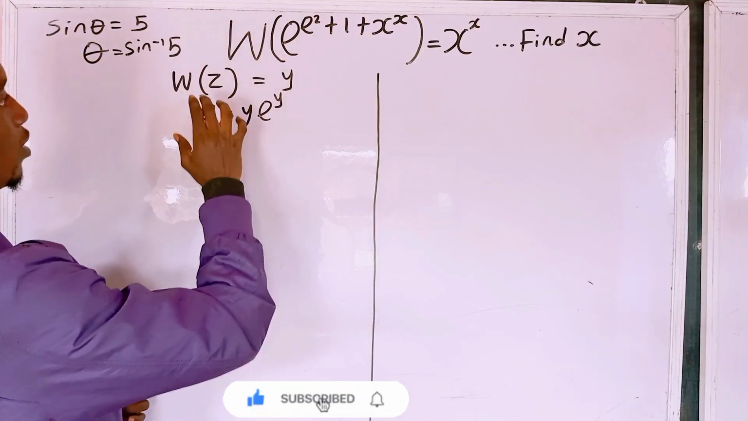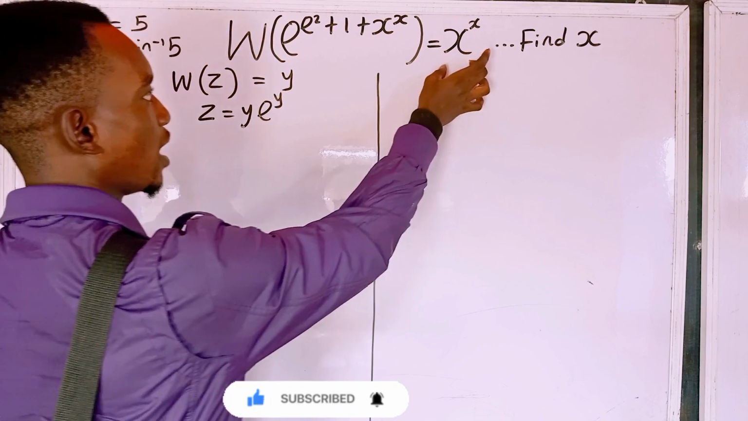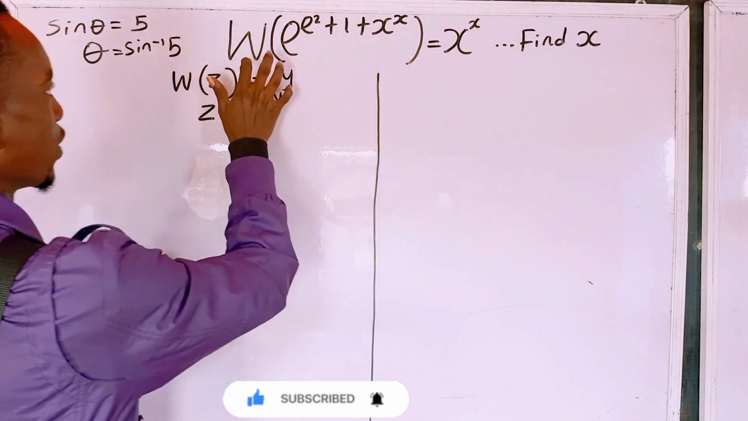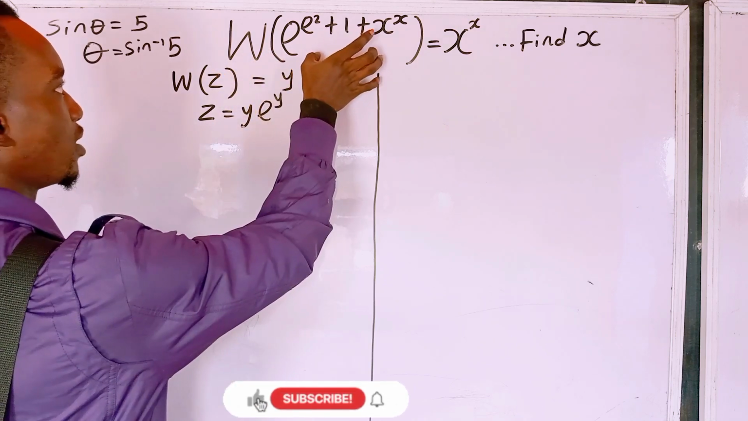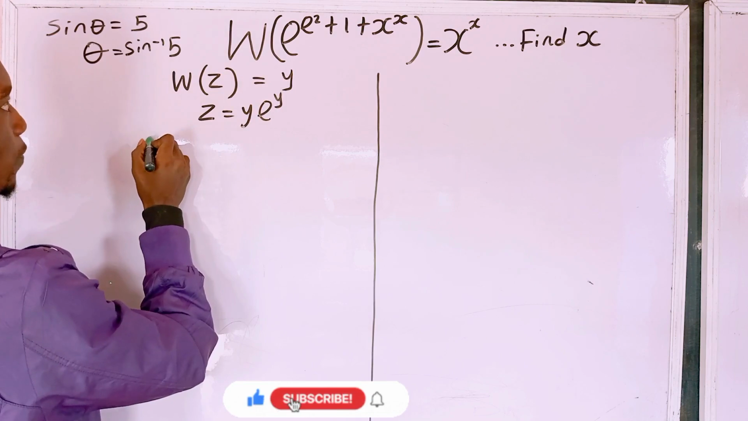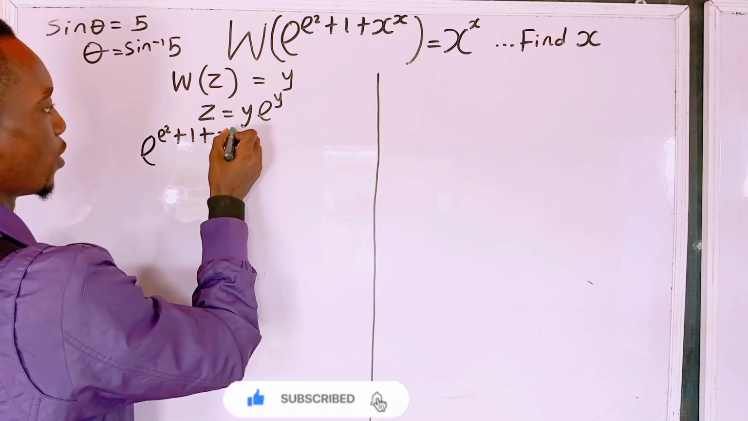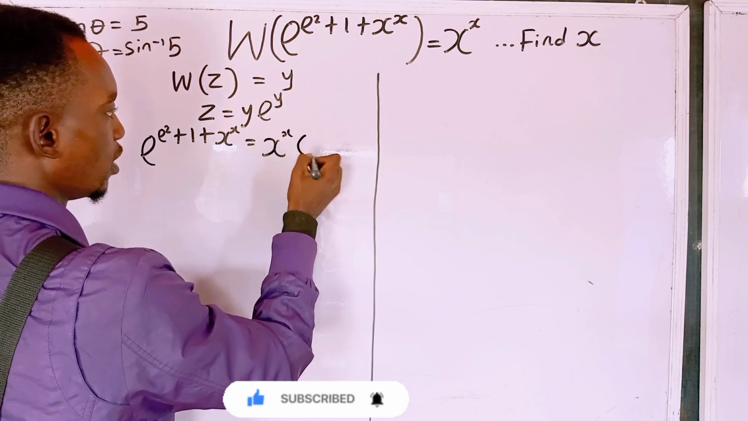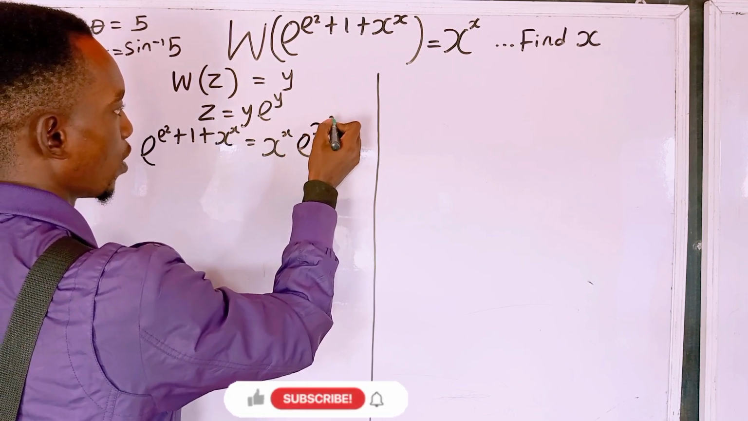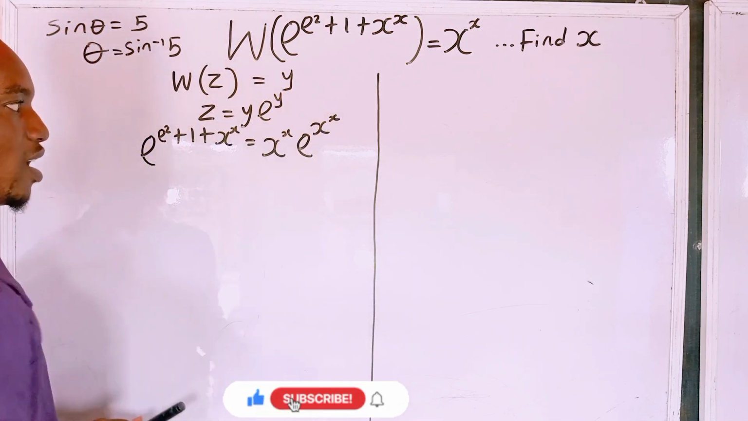So in our case here now, our z is this exponent here, right? Then y is x to the power of x. So now we can get rid of this W function following this idea. That means this here will now give us e to the power of e squared plus 1 plus x to the power of x equals x to the power of x e to the power of x to the power of what? x, right? We have gotten rid of this W function by this definition.